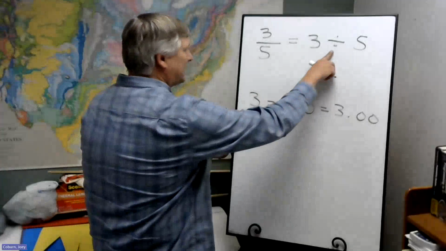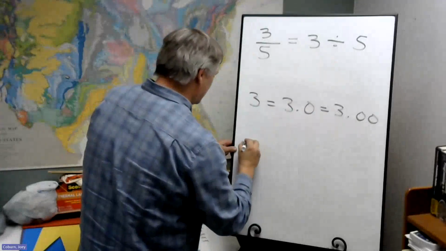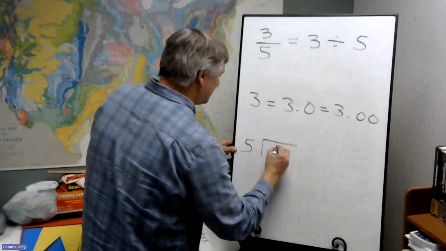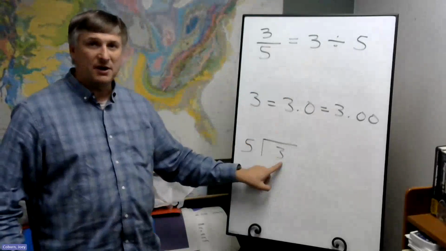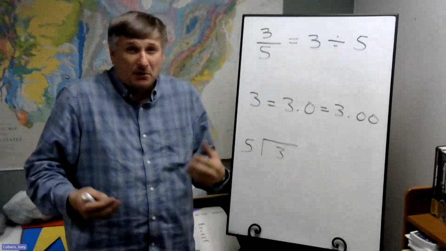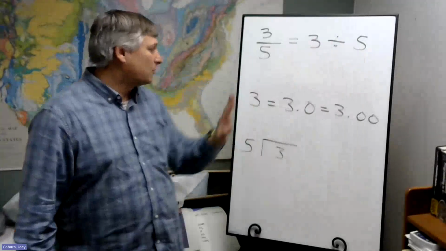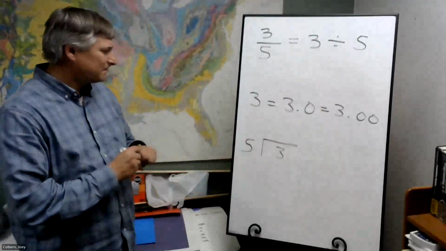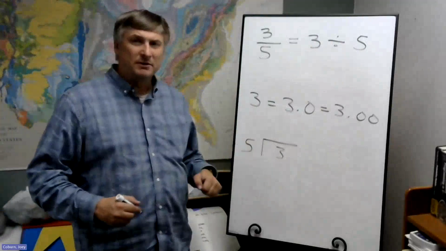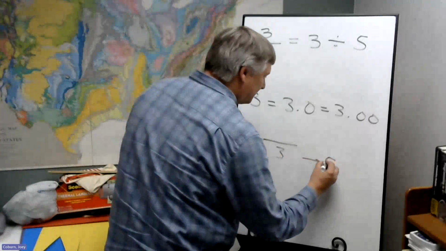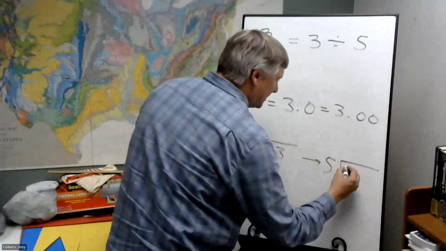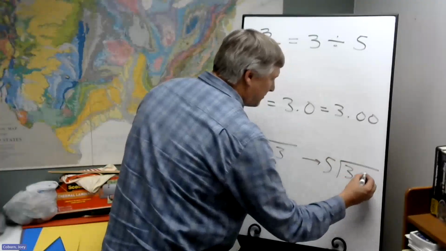So writing this as long division, 5 divided into 3. And remember, the first number always goes on the inside. Doesn't matter if it's bigger or smaller. The second number is always on the outside. Now 5 won't go into 3. So what we can do is divide 5 into 3.0.